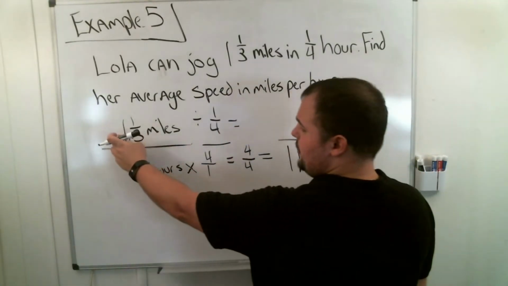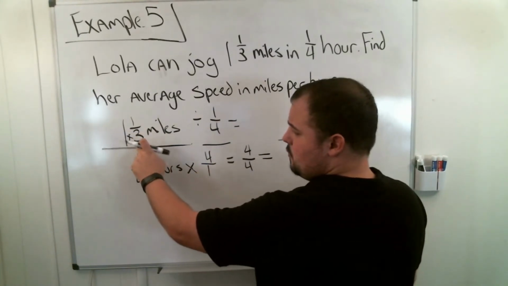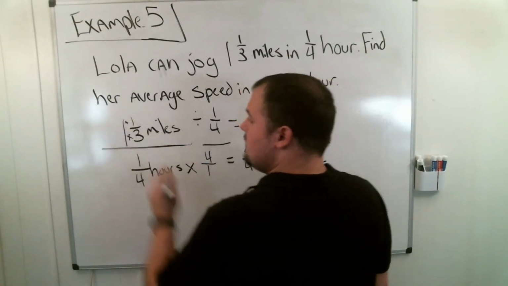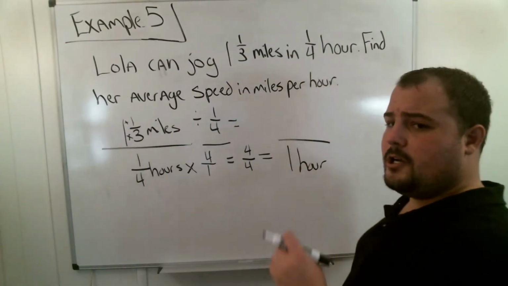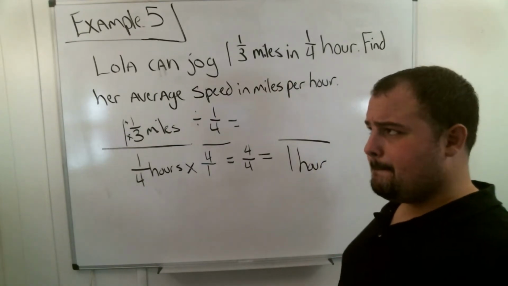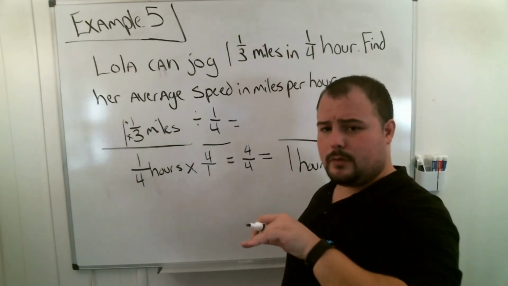So we take the whole number here, 1, multiply by the bottom, 3. 1 times 3 is 3. And then we're going to add the numerator. 3 plus 1, that's 4. But we have to keep the denominator the same. So it's 4 divided by 3.